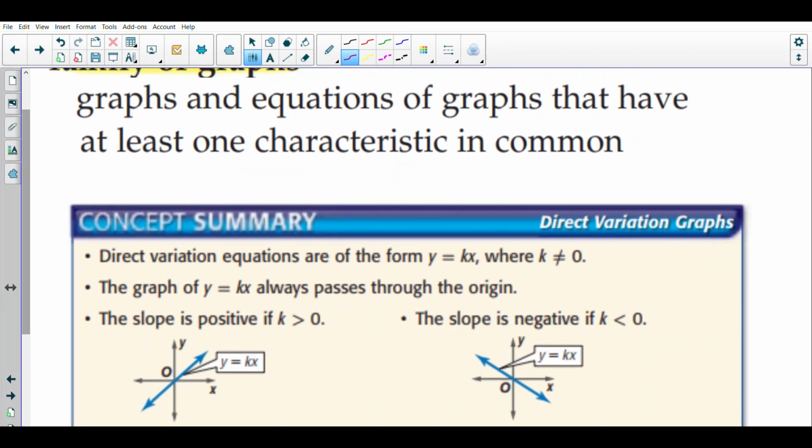So direct variation equations are in the form y equals kx. The graph of y equals kx always passes through the origin. The slope is positive if k is greater than 0, and the slope is negative if k is less than 0. Just like a normal slope, what we talked about in our last lesson. So let's look at using some information to solve for a direct variation equation.